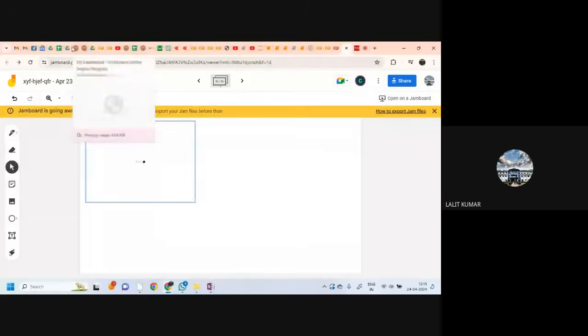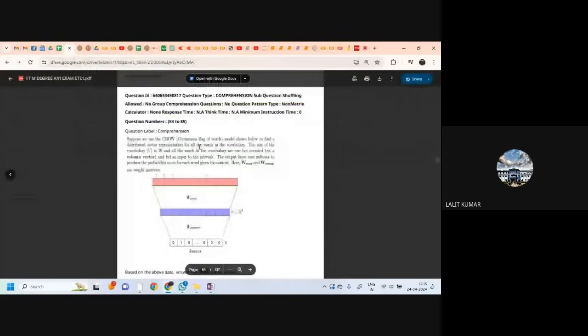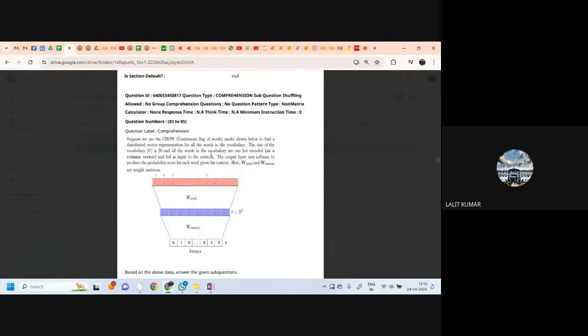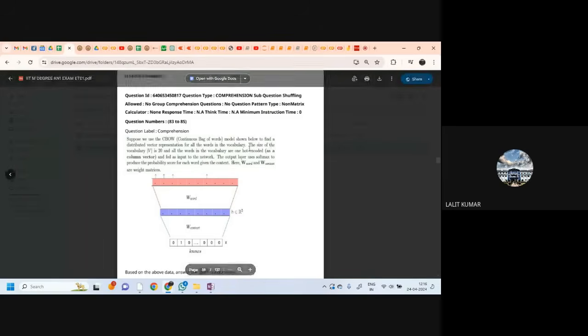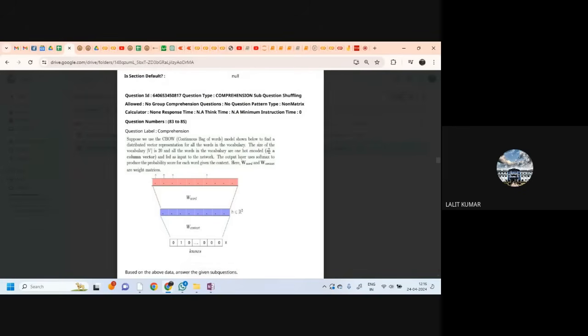So we read the question paper first. Suppose CBOW is used to find a distributed vector representation for all the words in the vocabulary. The size of the vocabulary V is 20. All the words in the vocabulary are one-hot coded as a column vector and fed as input to the network. The output layer uses softmax to produce the probability score for each word given the context. So what he's saying is that the size of the vocabulary is 20 and all the words are one-hot coded and fed as input to the network.